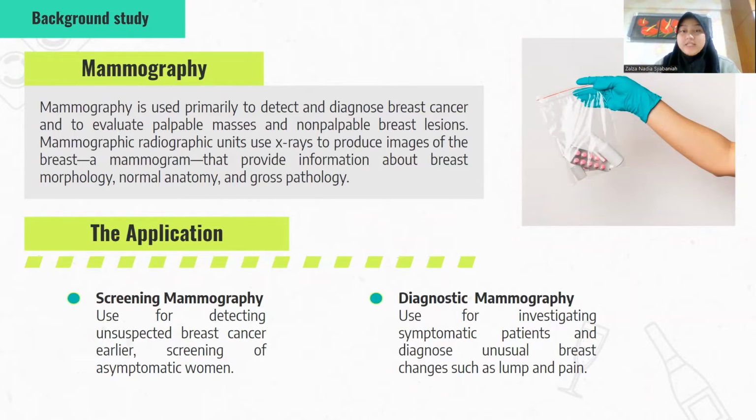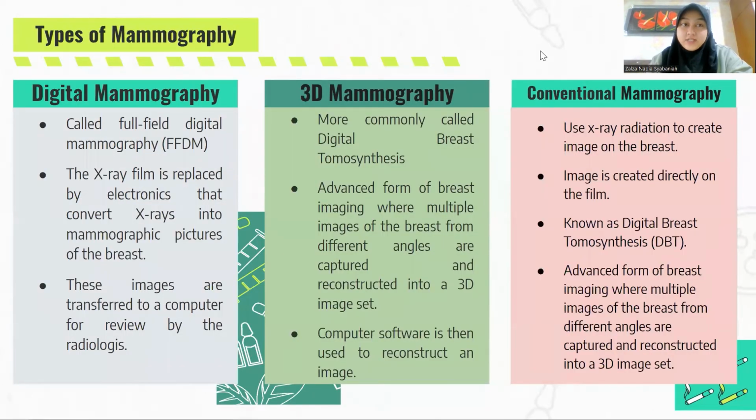So mammography has two applications, which are screening and diagnostic. Screening is used for detecting unsuspected breast cancer earlier and screening of asymptomatic women. And diagnostic is used for investigating symptomatic patients and diagnosing unusual breast changes such as lump and pain. Mammography has three types. The first is digital mammography, called full-field digital mammography. It uses X-ray radiation to create an image of the breast.